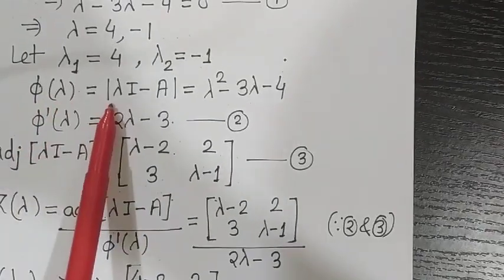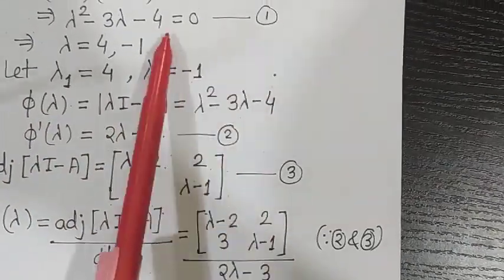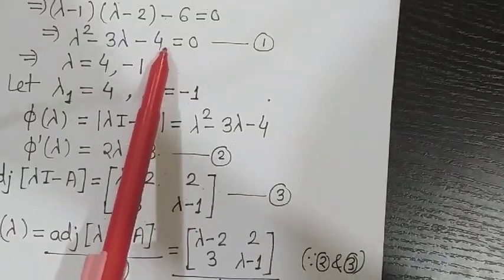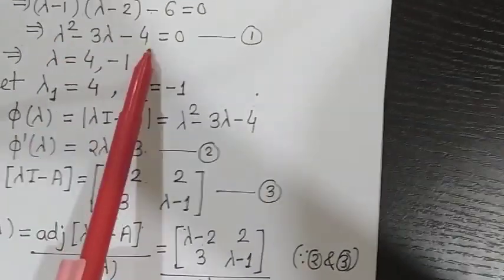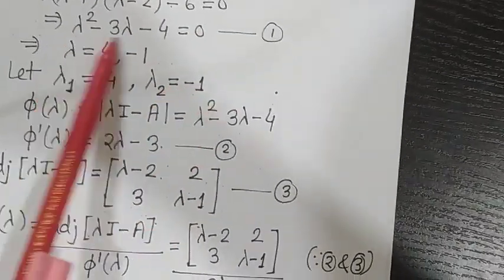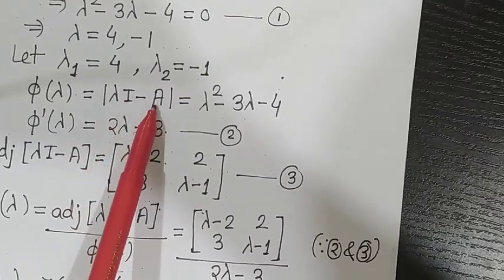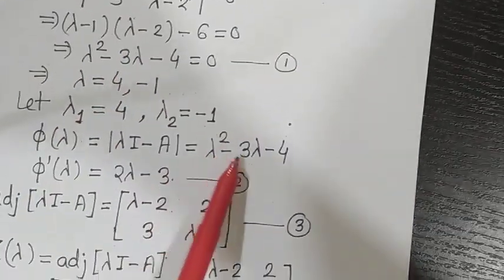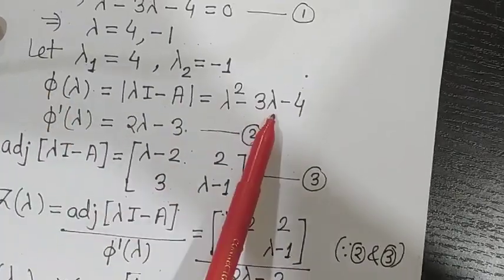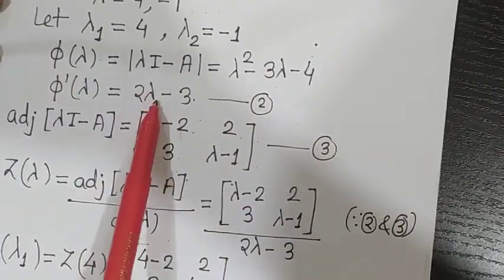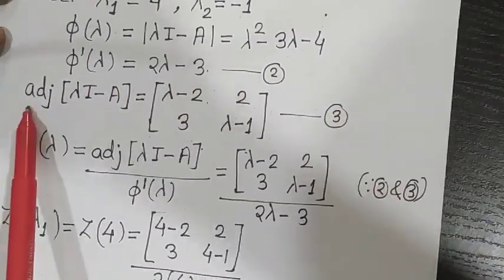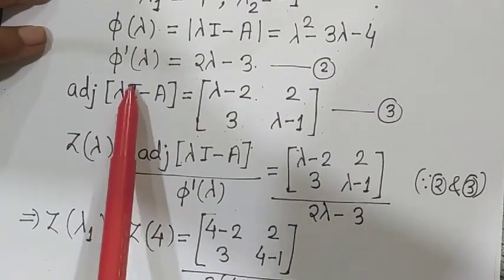Now phi of lambda is determinant of lambda I minus A. So this is nothing but the left hand side of equation 1. Remember, right? The expression in lambda, leaving this 0, is nothing but determinant of lambda I minus A. So it is lambda square minus 3 lambda plus 4. Differentiate with respect to lambda. You will get 2 lambda minus 3. Find out adjoint of lambda I minus A.